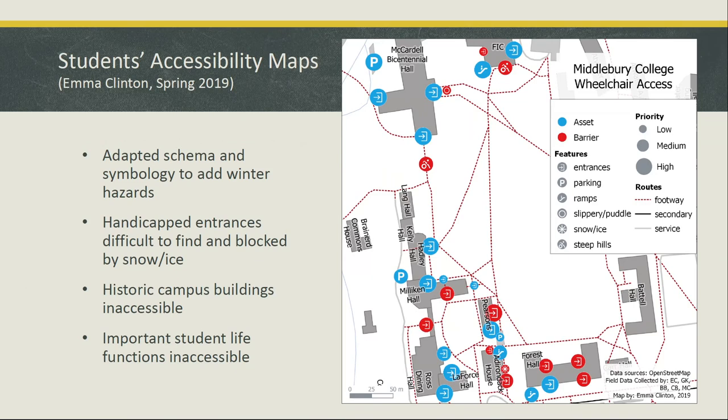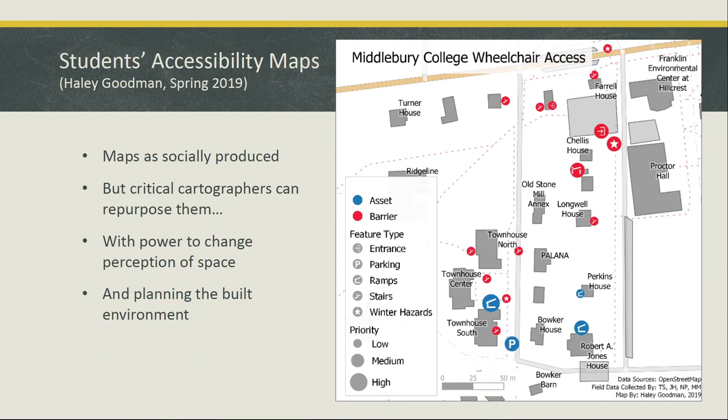They're finding patterns in time and space. They're often writing about historic buildings having less access. And they're finding that important student life functions are often found in the buildings that students cannot access. So this built environment is adversely impacting the lives that students can live on campus.